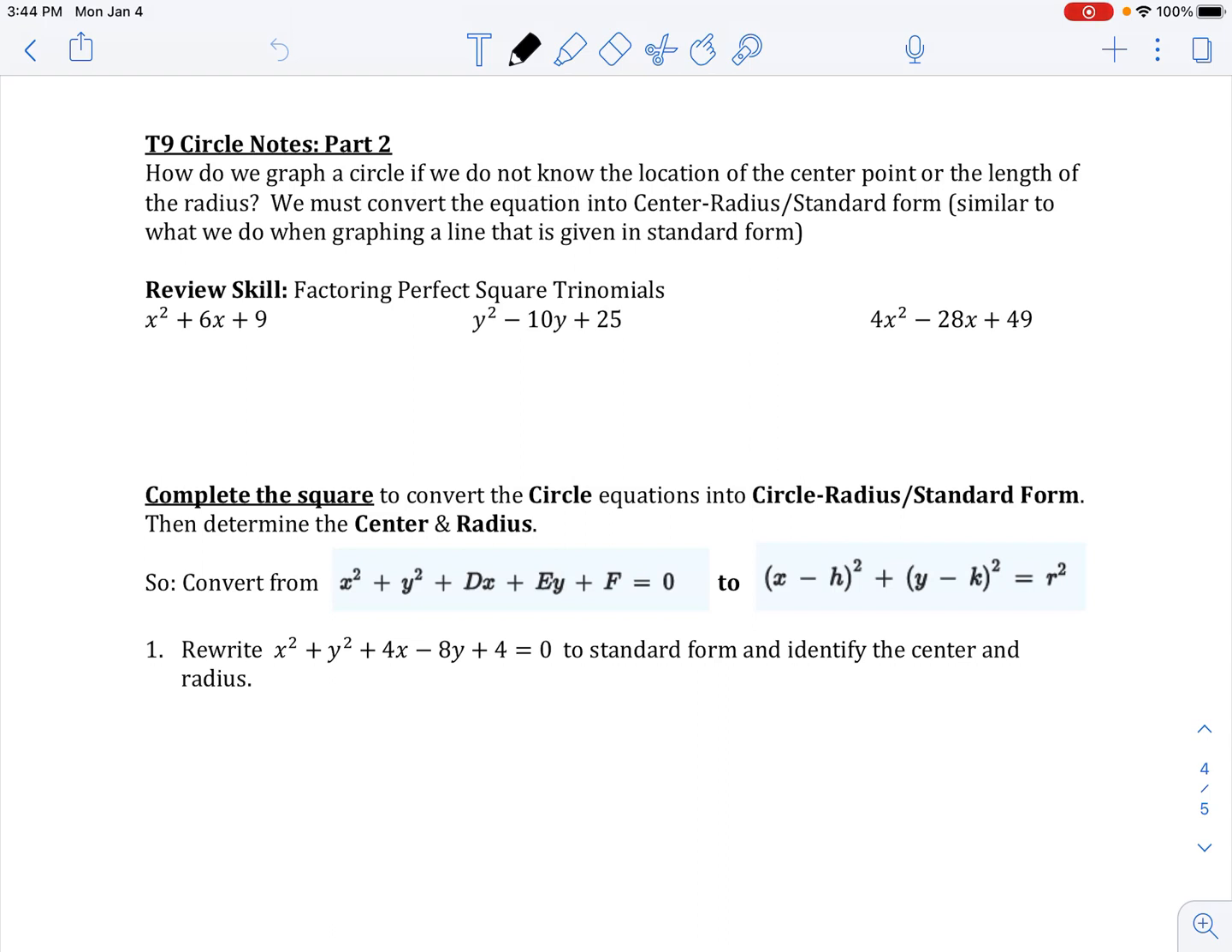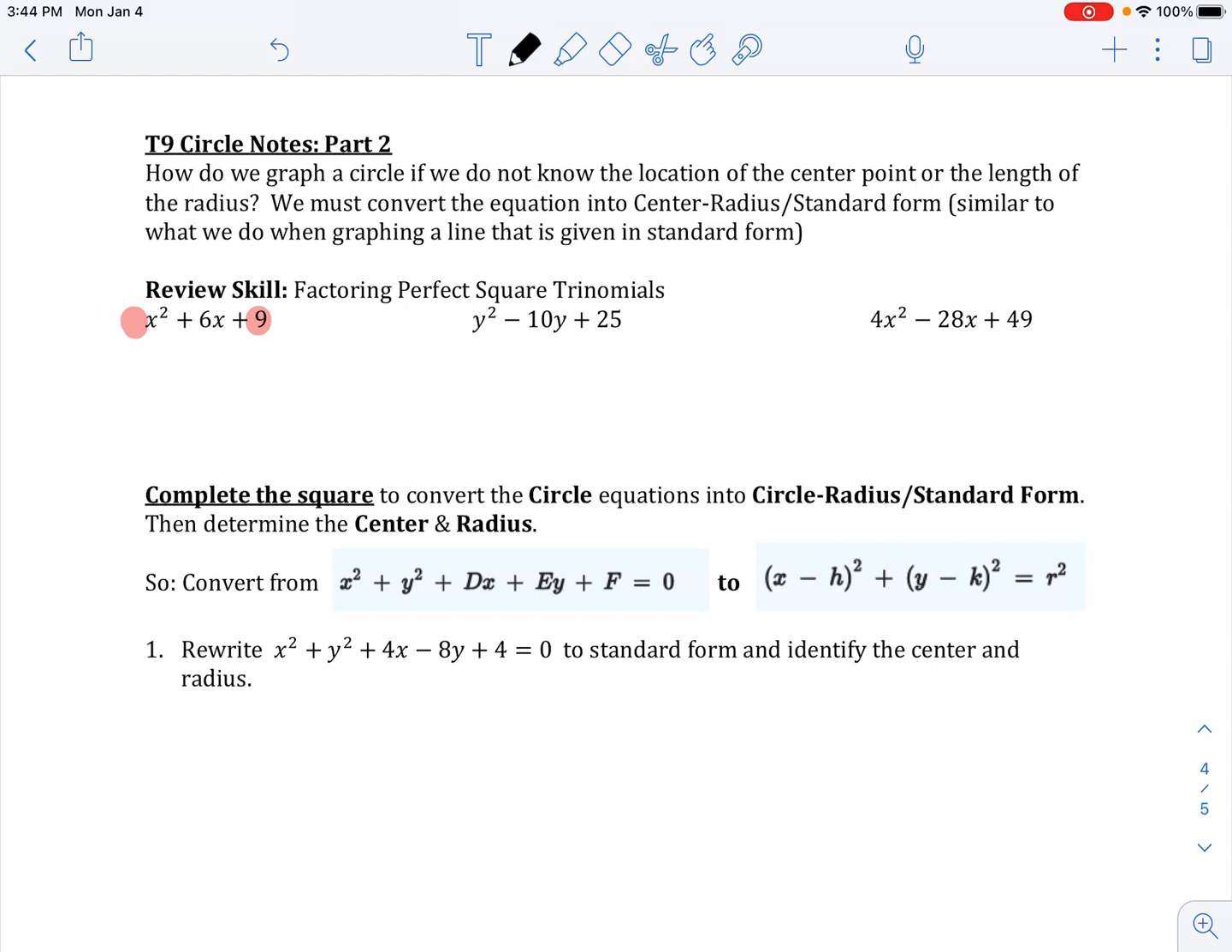So let me remind you of what a perfect square trinomial is. A perfect square trinomial is a 3-termed polynomial that satisfies the following conditions. The coefficient of the first term and the third term are perfect squares. So in x squared plus 6x plus 9, 1 is the coefficient of x squared. That's a perfect square. 9 is a perfect square. So that's the first part in identifying a perfect square trinomial.